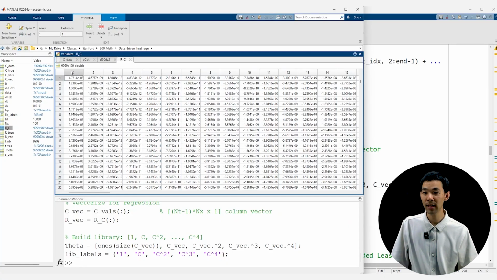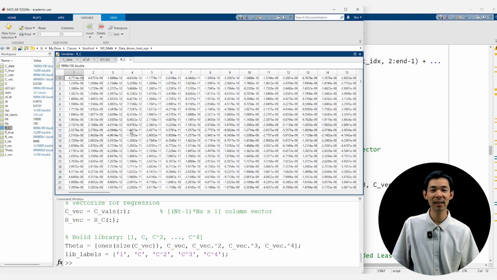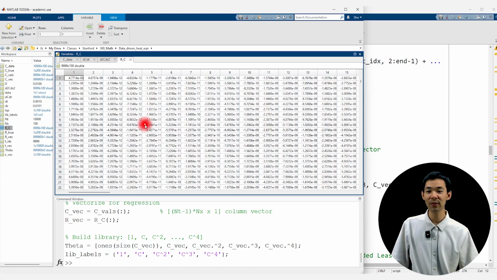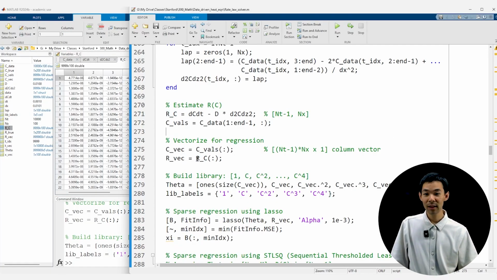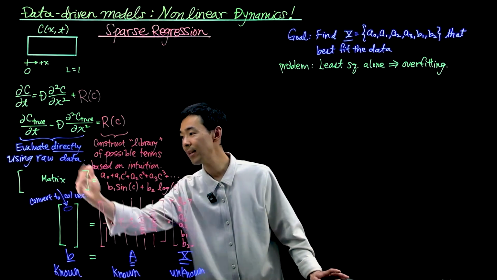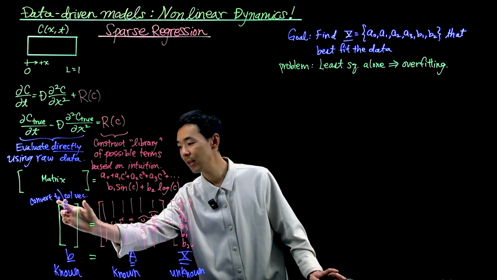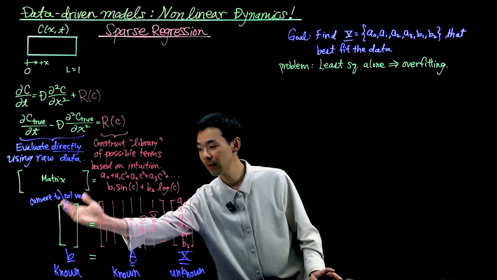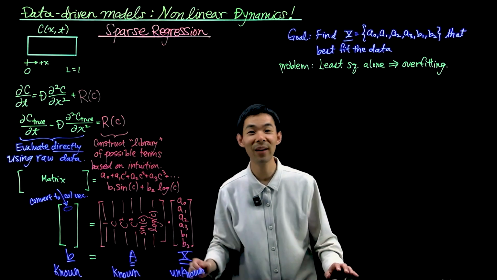RC is right here. So again, 9,999 by 100, gigantic matrix. So this is everything we've calculated by evaluating the left-hand side by using finite differencing directly on the data. We're going to then convert that into a vector. So that's this step right here. I have this gigantic matrix. I'm going to convert that into a gigantic column vector. This is the B vector on the left-hand side.